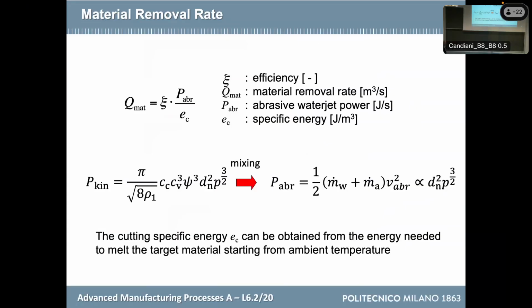In general, the amount of material we are removing, Qmat, is the MRR that we have seen also in other processes. It is a matter of calculating the power that we have at our disposal, which can be the power of the pure water jet or the abrasive water jet, and dividing it by the specific energy that we need for removing a certain material. Specific energy is expressed in joule over cubic meters, so it is the energy needed for removing a certain volume.